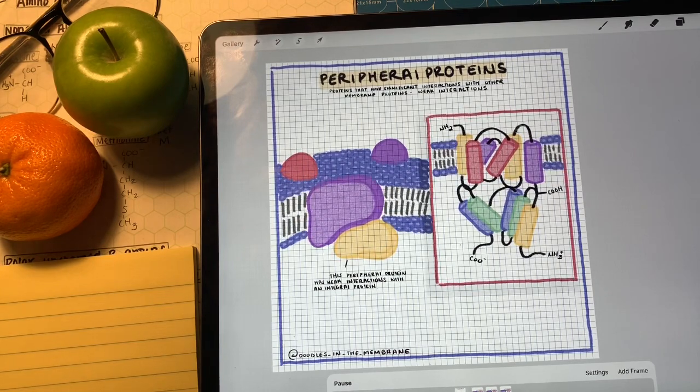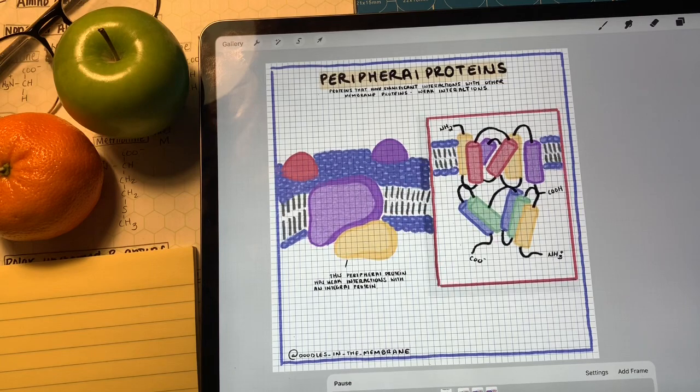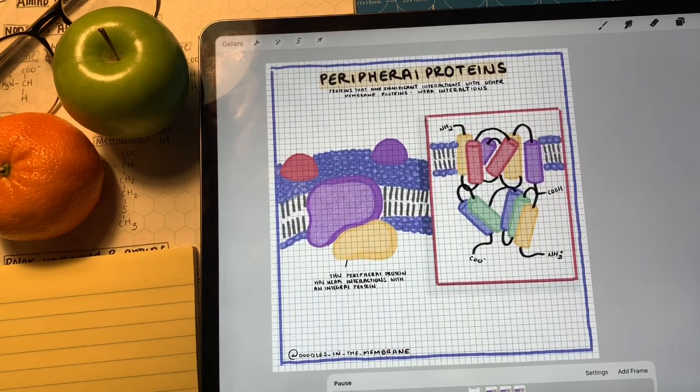Now, there's kind of like two types when we think about them. There's the peripheral proteins that have weak interactions with one of the leaflets, and there's peripheral proteins that actually have connections or interactions with integral proteins that are embedded in the membrane.